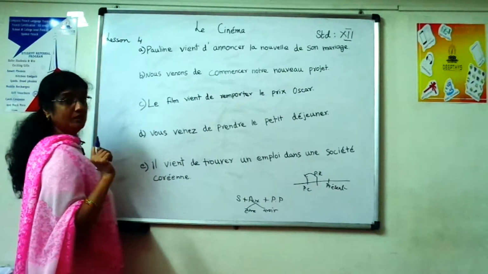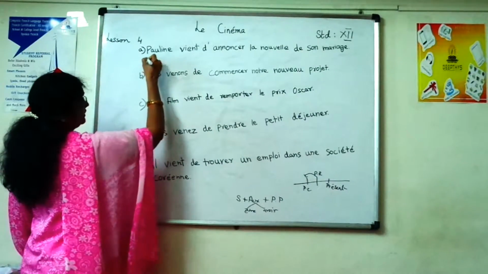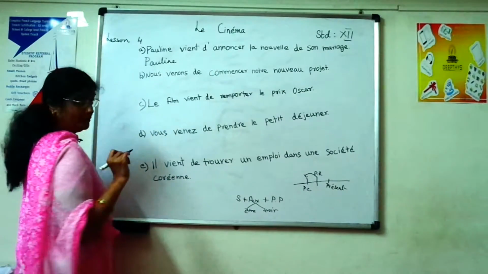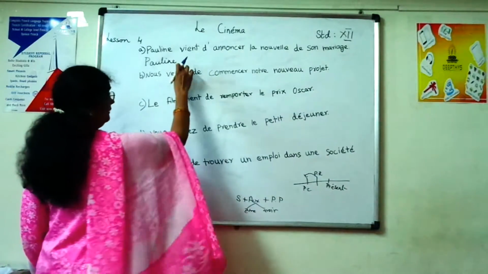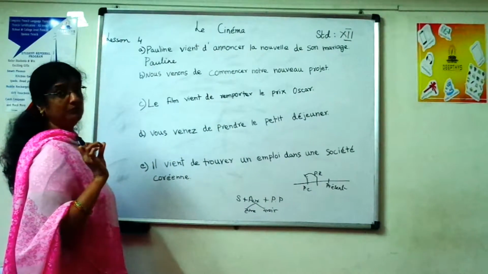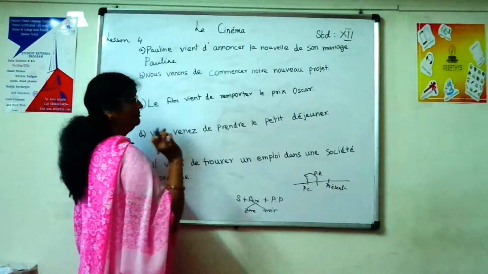Annoncer is the verb of the sentence. So first let us write the subject. The subject is Pauline. And I told you, you write the subject, you leave a gap and then write the past participle of the verb given. So annoncer is a regular ER verb.